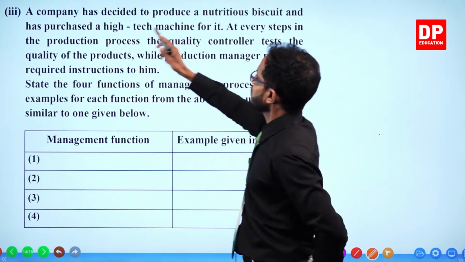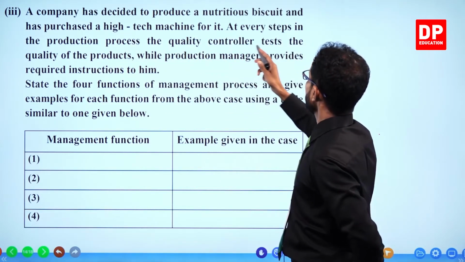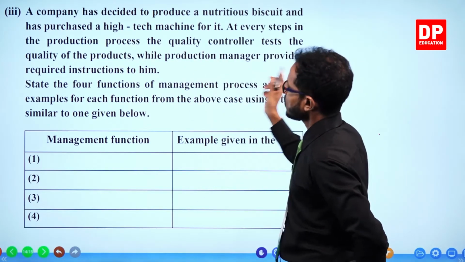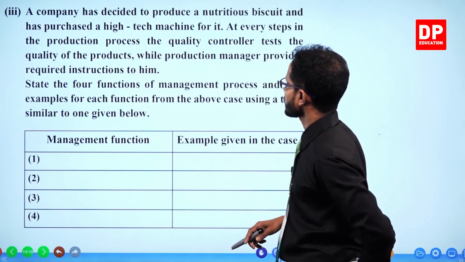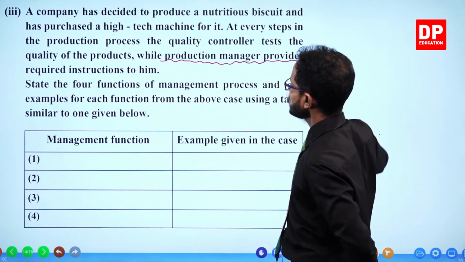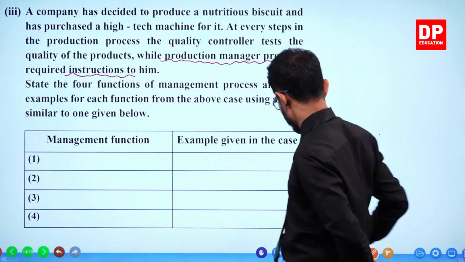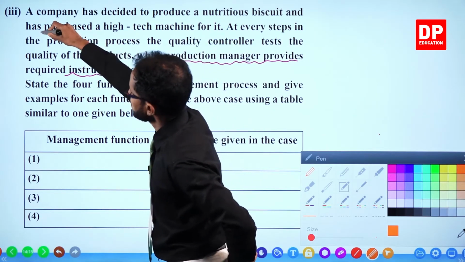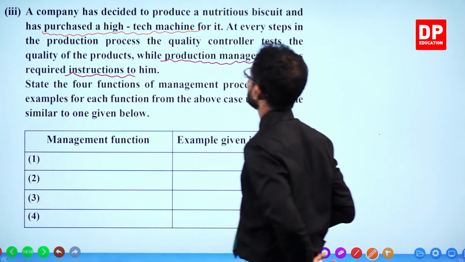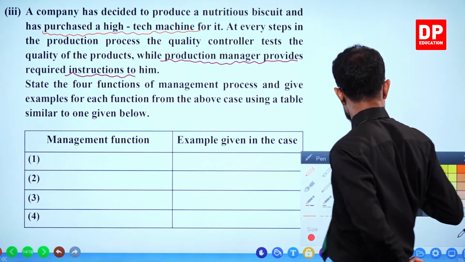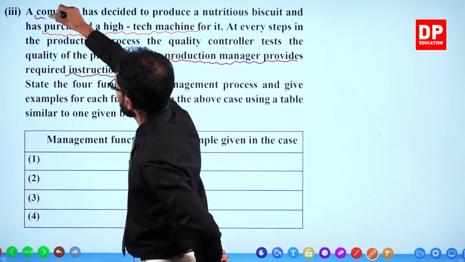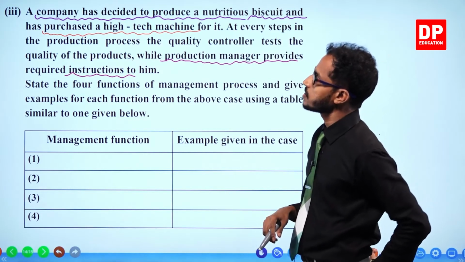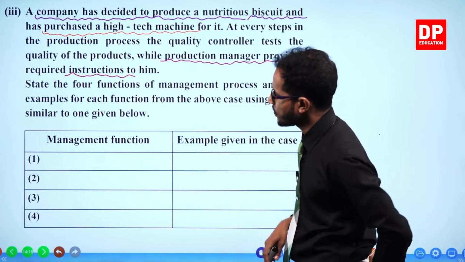Has purchased a high-tech machine for it. At every step in the production process, the quality controller tests the quality of the product, while the production manager provides required instructions to him. The company has decided to produce a nutritious biscuit. Things that I noticed. Let's see.